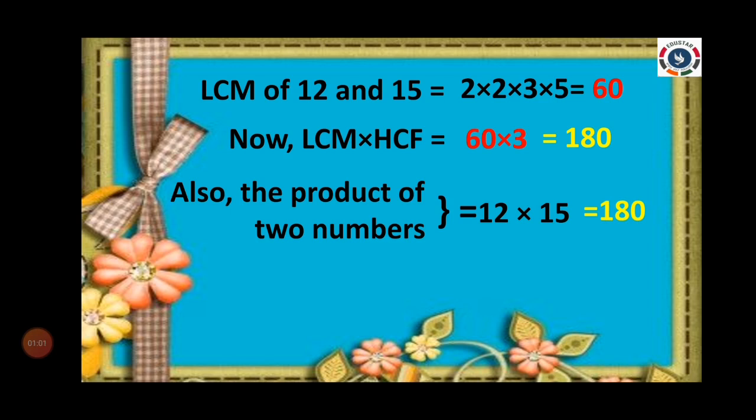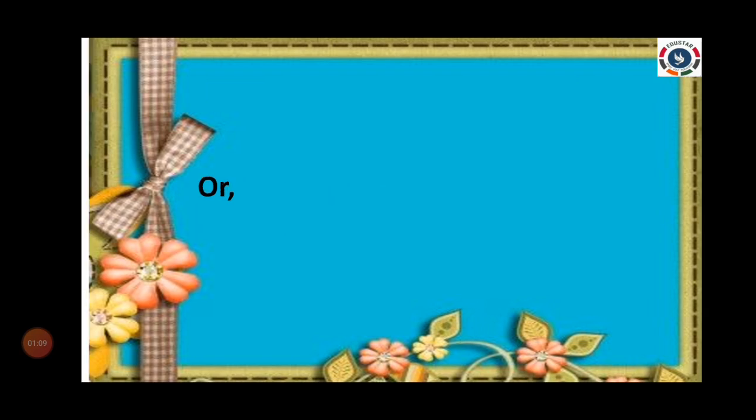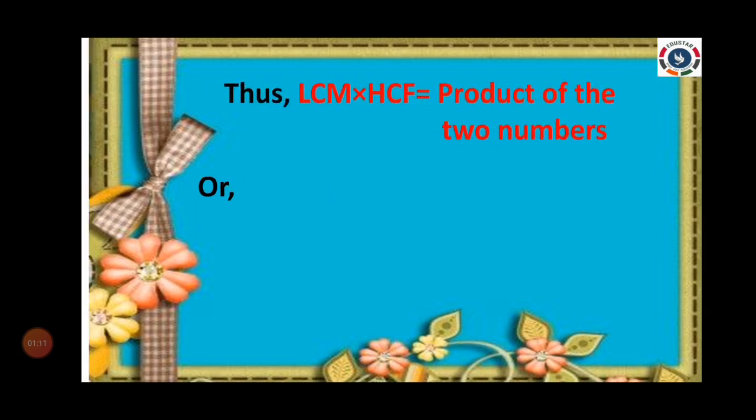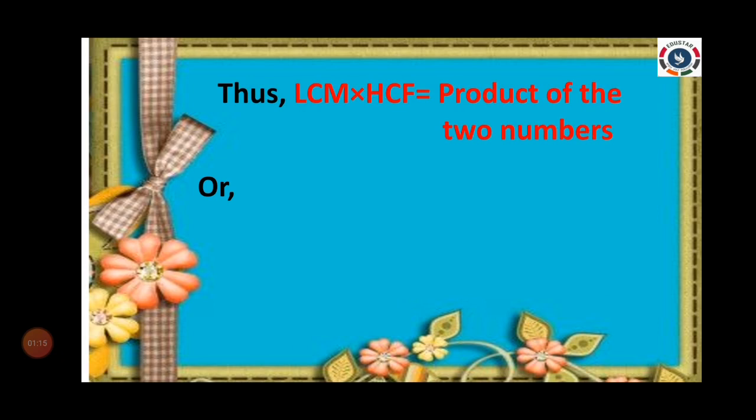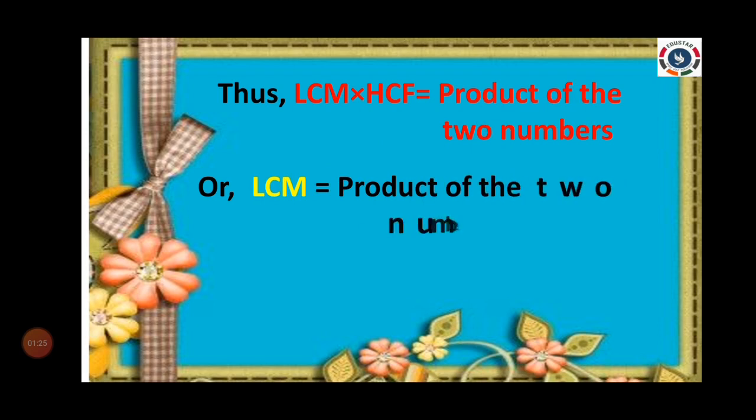So forming the formula: LCM into HCF is equal to the product of the two numbers. That is a formula. This formula is going to be used to find the value. For example, if the value for HCF and the product of two numbers are given, and they are asking to find LCM, you can use this formula: LCM equals the product of the two numbers divided by HCF.